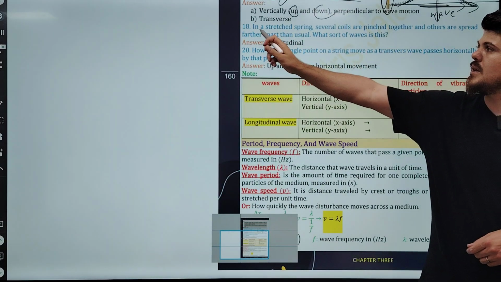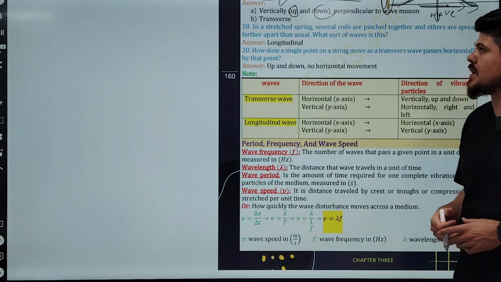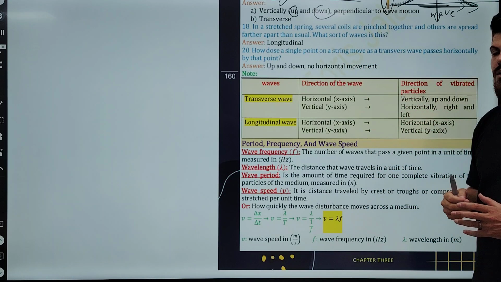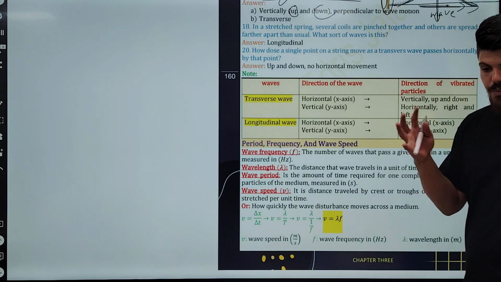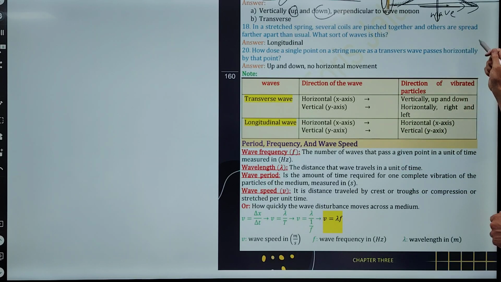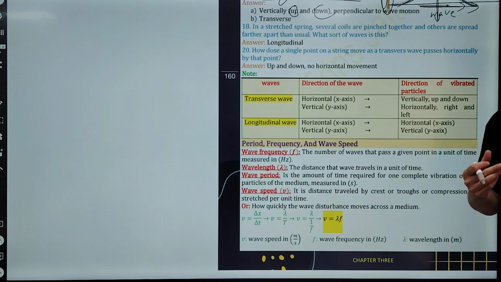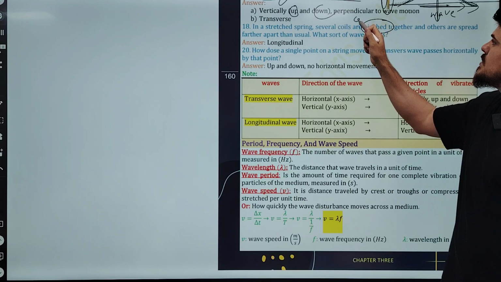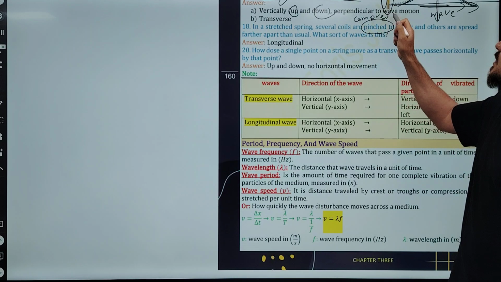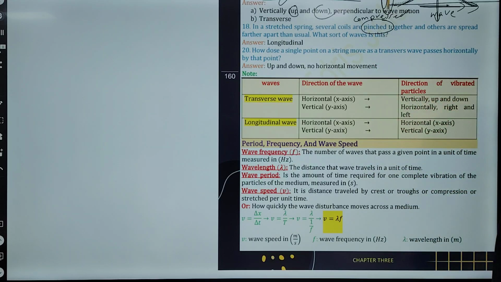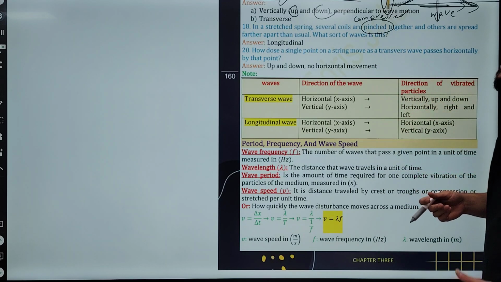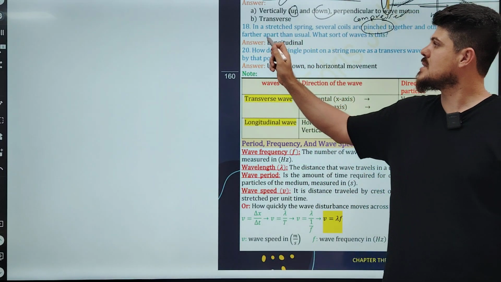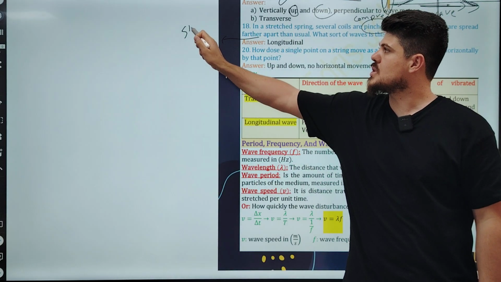Question 18: in a stretched spring, if you stretch the spring, several coils are pinched together, compressed together, and others are spread farther apart than usual. So it means that we have two regions. The first region, when it is pinched, is the compressed region. And the others spread farther, when the coils of the spring spread farther, is the stretched region.